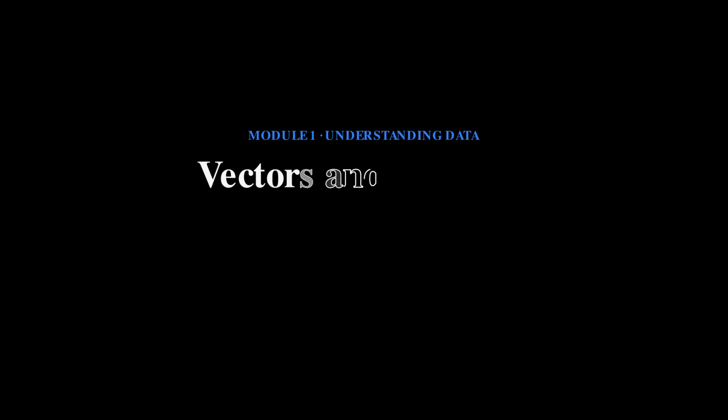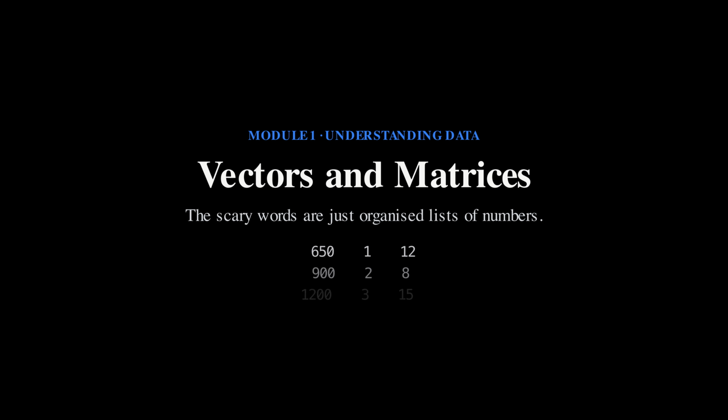Models don't see tables the way we do. They see numbers arranged in two simple shapes, vectors and matrices. The names sound intimidating, but I promise they're not. A vector is just a list of numbers, and a matrix is just a grid of them. Let's build both, from apartments we already know.